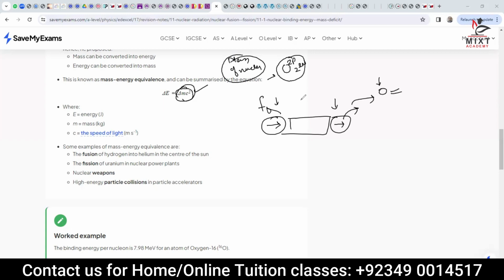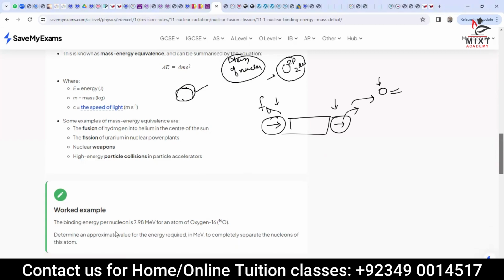Okay, so E equals mc square has so many applications. As we move to the other part, the photoelectric effect and everything, you will find it there as well. Now let's see the question here. They say the binding energy per nucleon is 7.98 mega electron volt. If you remember, I have told you how to convert mega electron volt into simple joules.